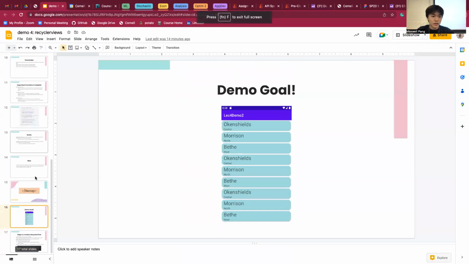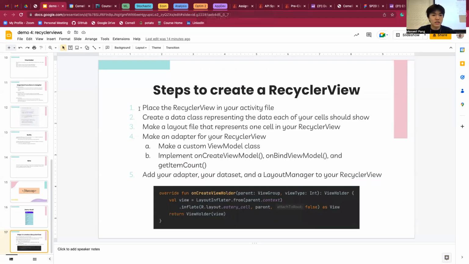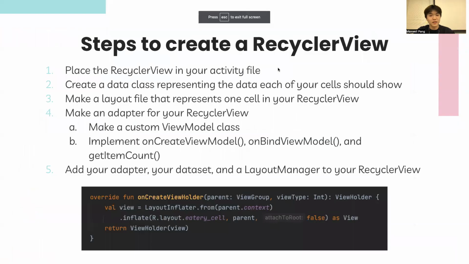So now let's go to, oh yeah, so here are the steps. Sorry, one more slide. Here are the steps to create our recycler view. So we place the recycler view in your activity file and then create a data class representing the data each of your cells should hold, which would be eateries in our case. Make a layout file that represents one cell in your recycler view. Make an adapter for your recycler view. Make a custom view model class. Create onCreateViewHolder, onBindViewHolder, and getItemCount. And then add your adapter, your dataset, and a layout manager to your recycler view.